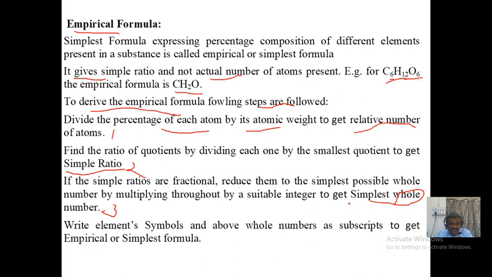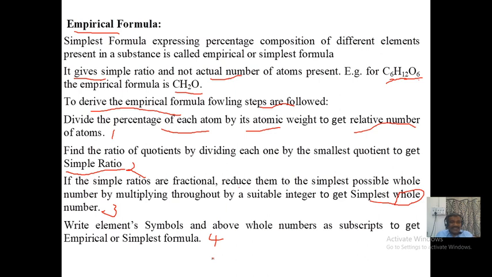So this is the same thing. Simple ratios are fractional. You are going to convert them into the nearest simple whole numbers, isn't it? We'll see all these steps in the next slide, where I have taken an example, right? So that will clarify all these steps 1, 2, 3 and 4. But what is 4? Look at this simple 4.